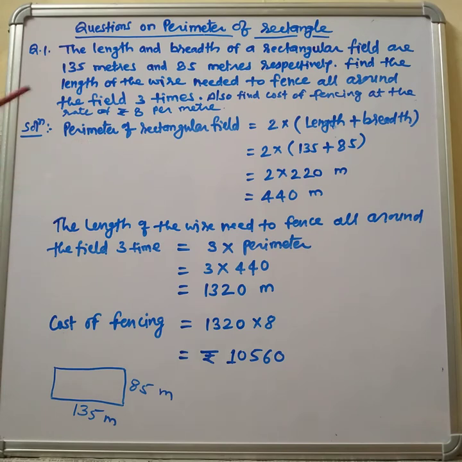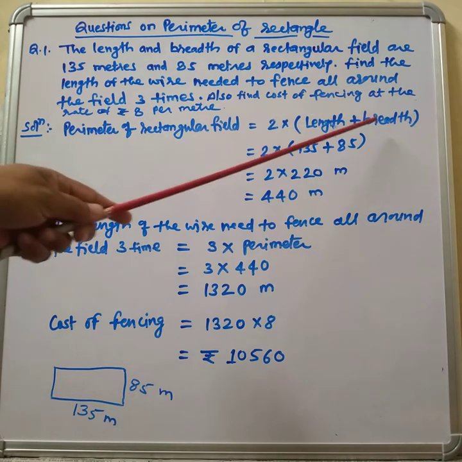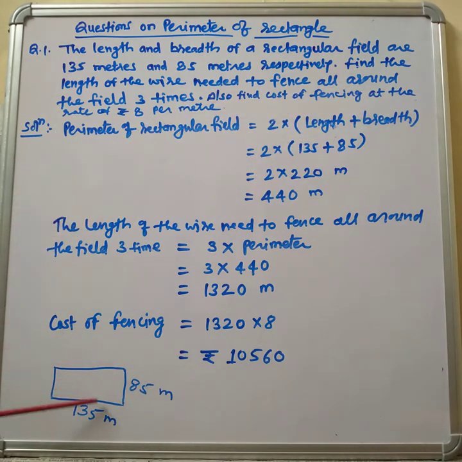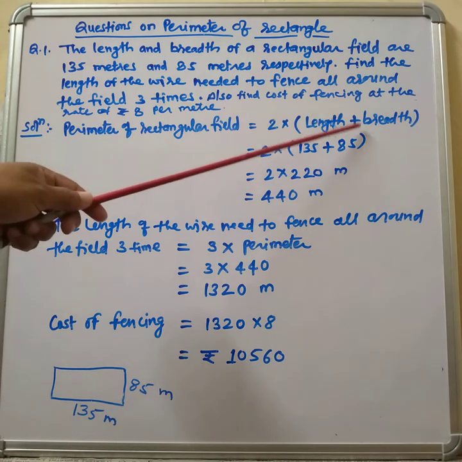Now, we already know the perimeter of a rectangular field. In a rectangle, opposite sides are equal, correct. Length is given 135 and breadth is given 85. Now, how to find the perimeter? Perimeter is the sum of all sides. So, we know the formula: length plus breadth, two times, because there are two lengths and two breadths. Clear? So, perimeter of a rectangular field is equal to 2 times (length plus breadth).